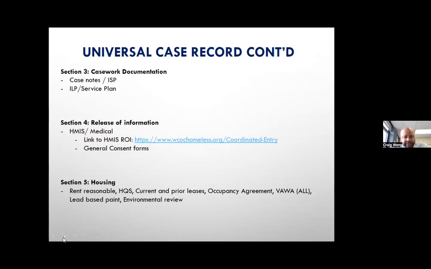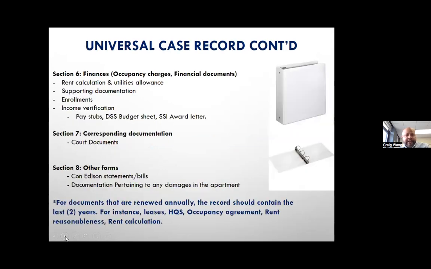Section 5, housing. Rent reasonableness, HQS, current or prior leases, occupancy agreements, VAWA documentation, lead-based paint information, environmental reviews, all should be in section 5. And again, this documentation is very important because it is HUD required documentation and something that is reviewed on annual audits.